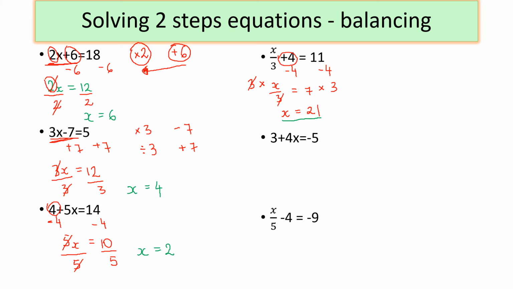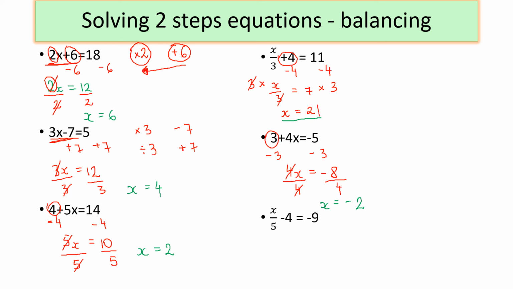In the next example, I need to get rid of the 3 first. So I take away 3 from both sides. I have 4x left, and then negative 5 take away 3 is negative 8. Make sure you're careful when you calculate with negatives. And then to get rid of the 4, I need to divide both sides by 4. The 4's cancel, and I've got x equal to negative 2.